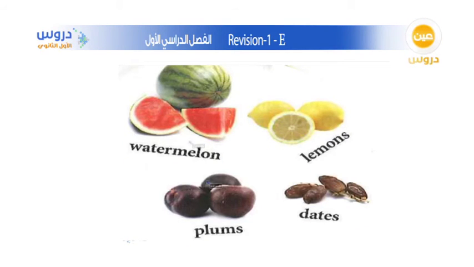All right, we've got watermelon, lemons here, plums. We call it plums. And dates here, Mr. Ahmed. All right? So eggplant, Miss Dahlia, would go to vegetables, right? Vegetables, eggplant. Whereas here, these are fruits. Watermelon, lemons, plums, and dates. Yes?